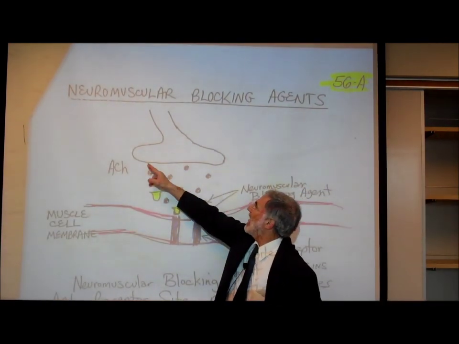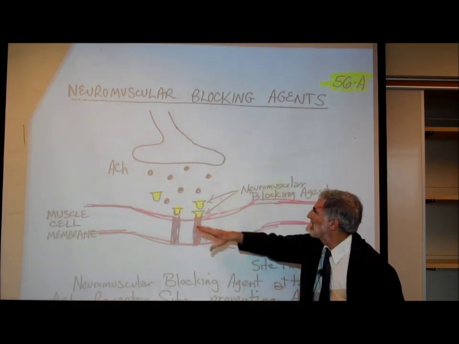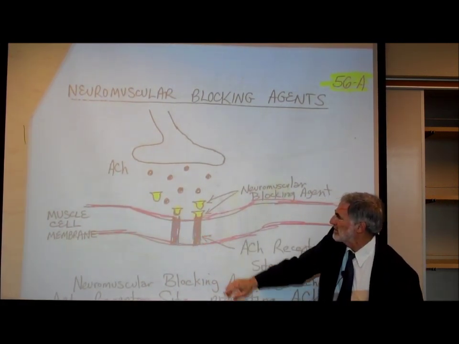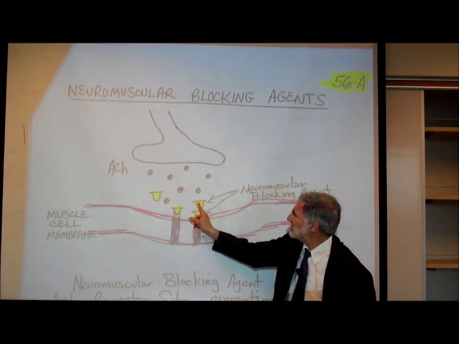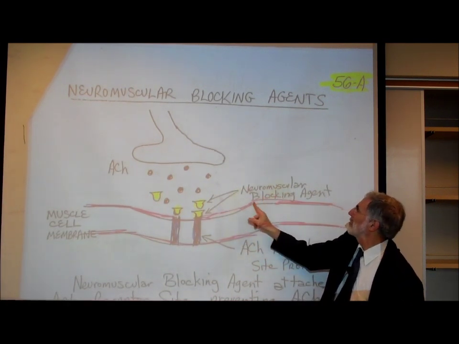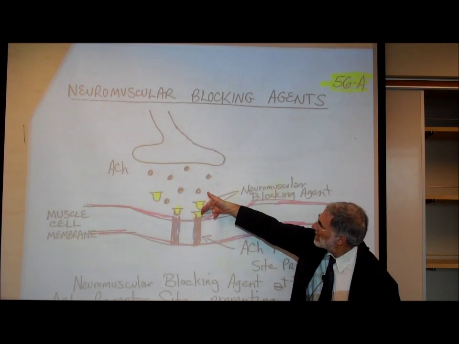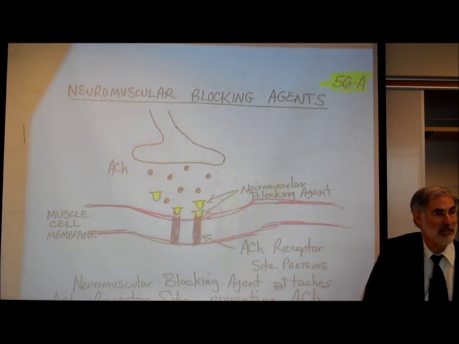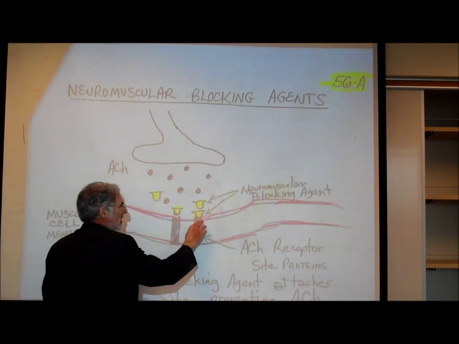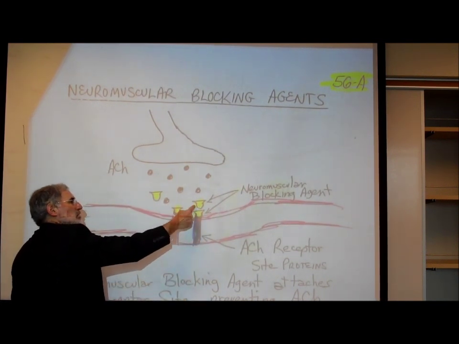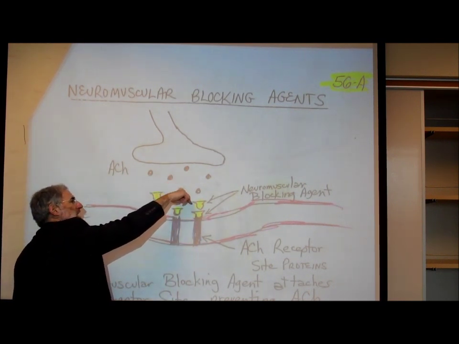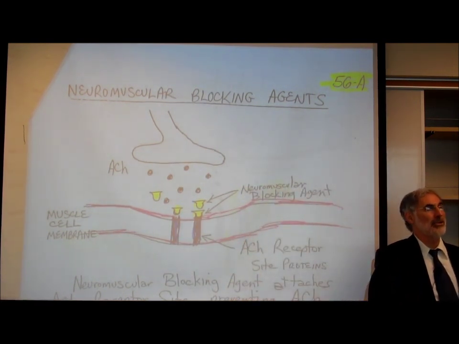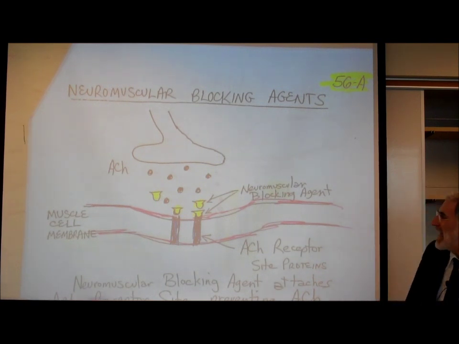Now, here I show acetylcholine being released from the synaptic knob. This is the synaptic cleft, this is the muscle cell membrane, and these are the acetylcholine receptor sites, the nicotinic acetylcholine receptor sites. But this symbol here represents the neuromuscular blocking agent. This is the drug, and this drug is attaching to the acetylcholine receptor sites. We'll get to what it's for in just a moment. This is attaching to the receptor sites, and for as long as it remains attached, the acetylcholine now is unable to activate those receptor sites. So if you can't activate the receptor sites, the muscle stays relaxed. This is called flaccid paralysis.